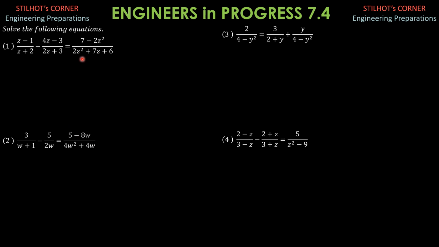So we imagined that this denominator of the right side fraction can be factored into z plus 2 times 2z plus 3, because we have 2z squared, 3z plus 4z is 7z, then 2 times 3 is 6. So therefore, we multiply everything by the LCD, which is z plus 2 times 2z plus 3, and we write this as z plus 2 times 2z plus 3, as shown.